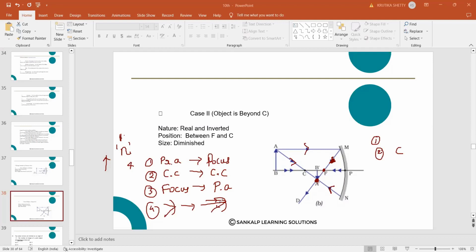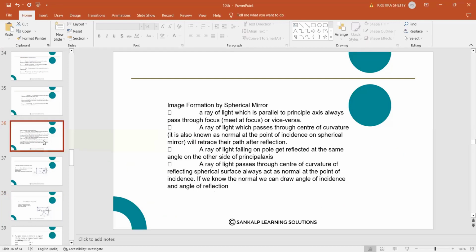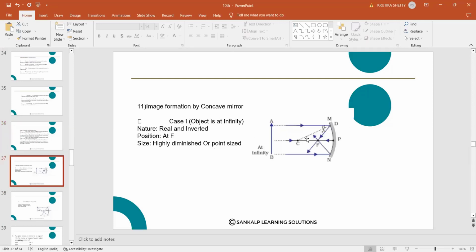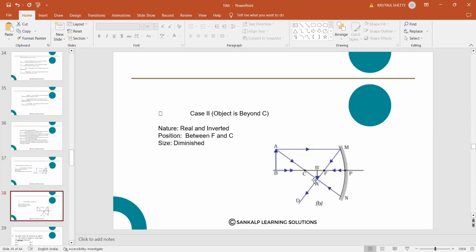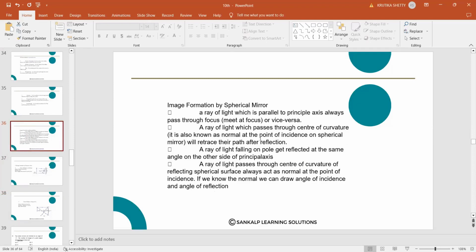What you need to understand is where the image is going to form. In that, minimum two rays should meet at one particular point. Here you can see two rays are meeting at the focus, so therefore the image is formed there. Here you can see the two rays are meeting, therefore the image is formed at A dash B dash. So like this we need to understand this. Any doubt?